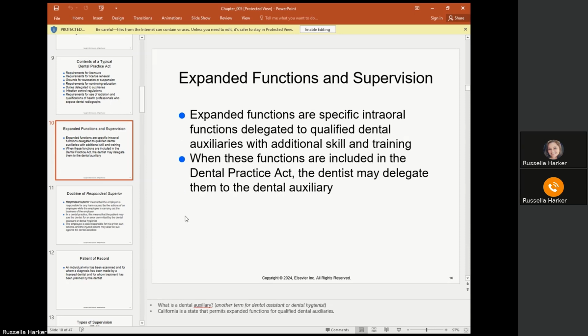California, it says here, is the state that permits expanded functions for qualified dental auxiliaries. I know that Ohio is another state that allows expanded functions for qualified dental auxiliaries. So you can become a qualified dental auxiliary by taking your RDA, which is your registered dental assistant, or your CDA, which is your certified dental assistant. And then you would need to build on to that certification or go back to school and you could become an EFDA, which is an expanded function dental assistant.